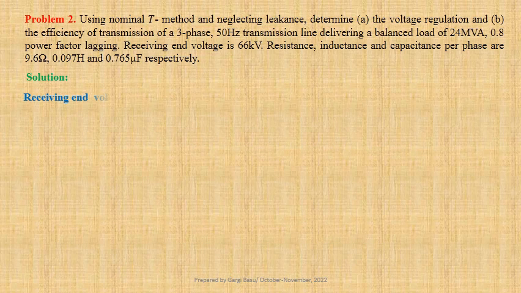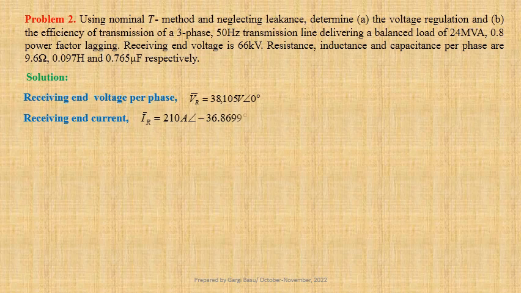Taking receiving end voltage per phase as reference, we can write VR equals 38,105 volts at an angle 0 degree. We have computed receiving end current IR equals 210 ampere at an angle minus 36.8699 degree. For T equivalent circuit, we have computed A equals D equals 0.99635 at an angle 0.066 degree.